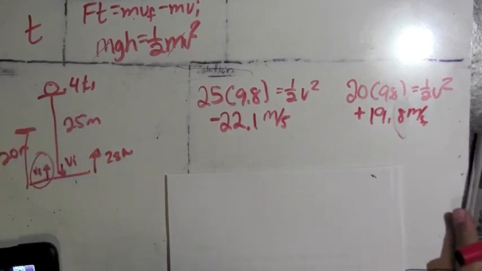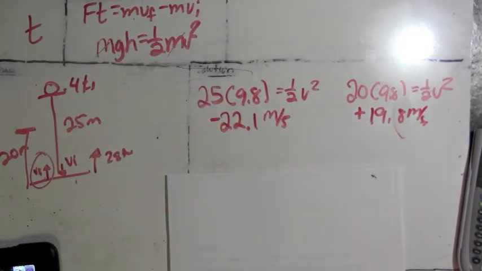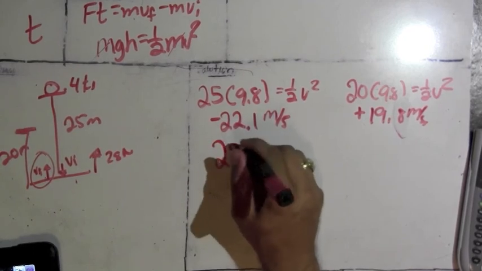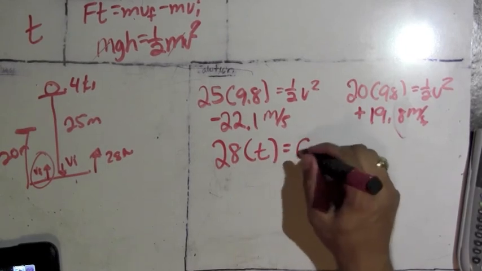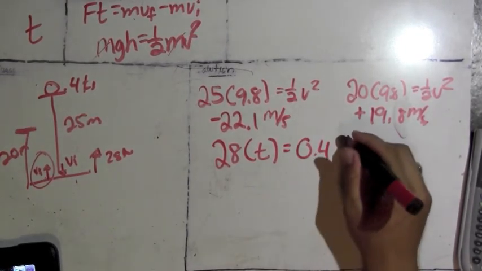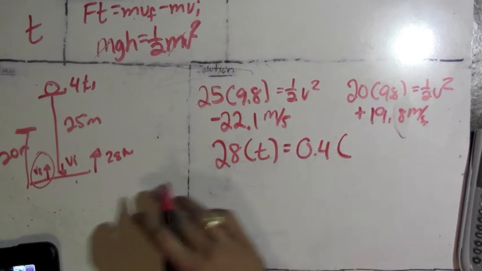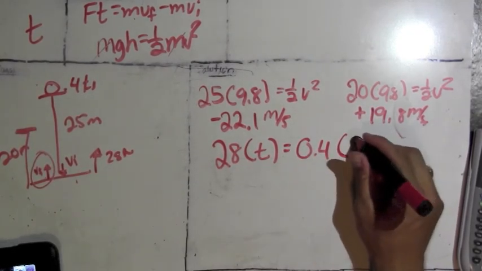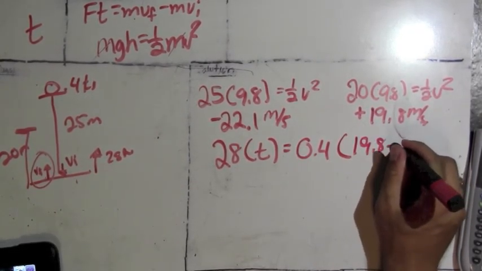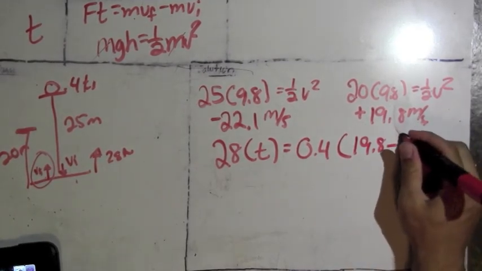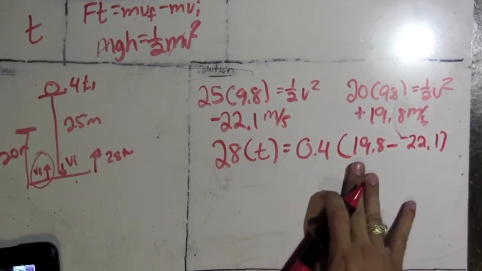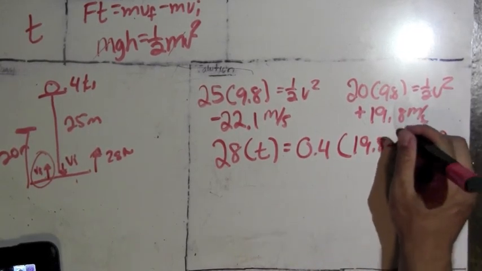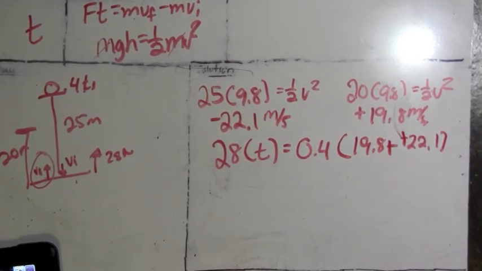Now that I have these two velocities, I can plug into my original equation and solve. It tells me that I have a 28 newton force. I'm trying to solve for the impact time. I know that the mass of the super ball is 0.4. I know that my final velocity is 19.8, and I know that my initial velocity was a negative 22.1. So if you look, 19.8, which is my final, minus a negative. Remember, when you subtract a negative, it becomes plus a positive.